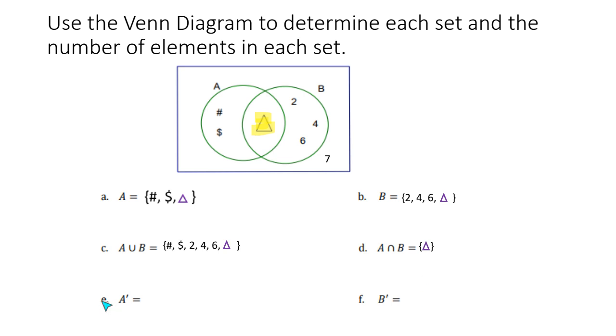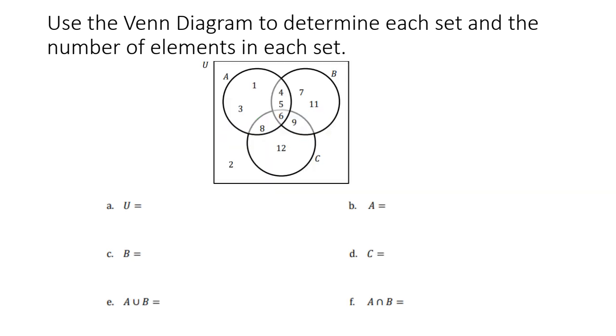Letter E, we have A complement. A complement means everything that's not in A, and that's going to be 2, 4, 6, and 7. Then for letter F, we have B complement. That is everything that is not in B, so it's the pound sign or number sign, the money sign, and the number 7. Okay. Any questions on this slide?